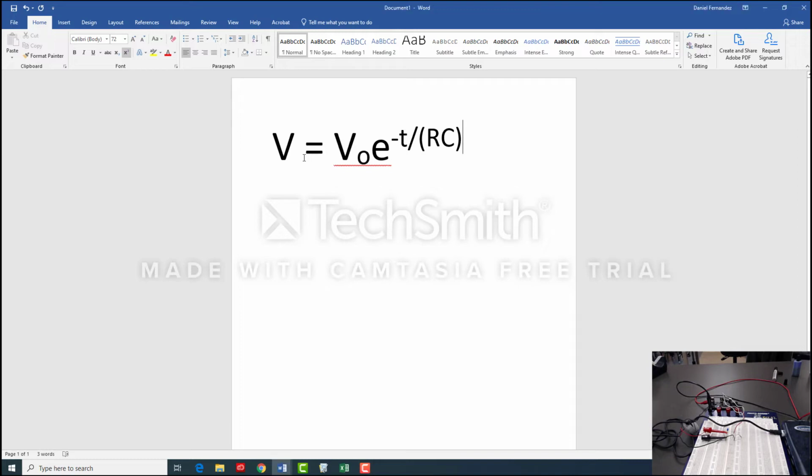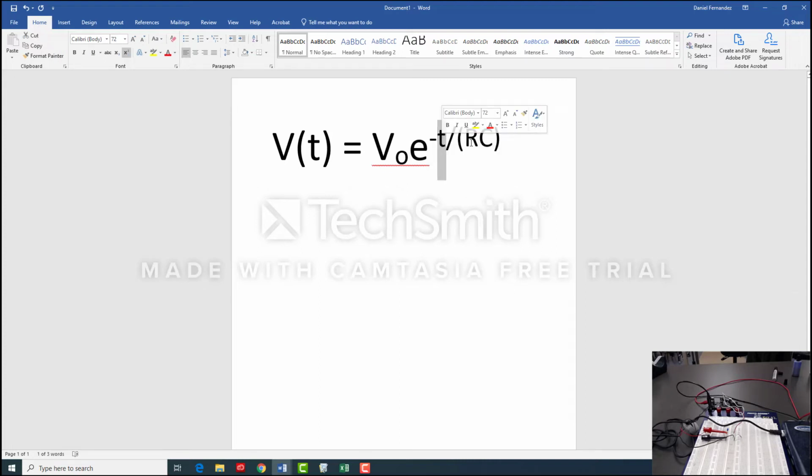Okay, so in this equation, I'm going to write it like this so that you know that the leftmost v is a function of time. This is the initial voltage across the capacitor, which is 10 volts in our case. This is the exponential function that we talked about in the class lecture. And this is time right here. And this is a constant here called R times C. It's the RC time constant.